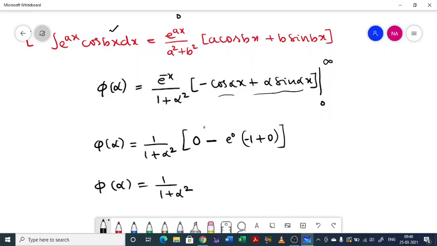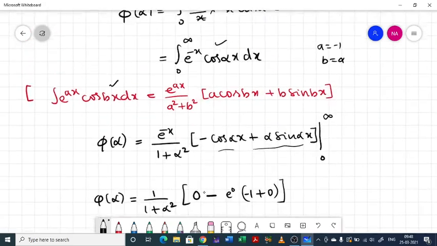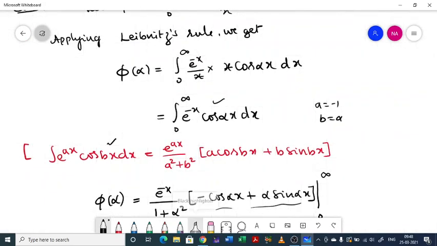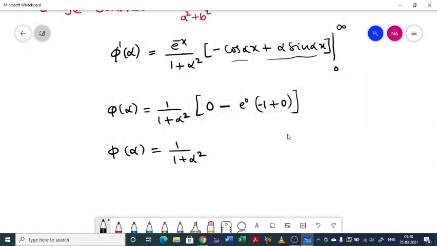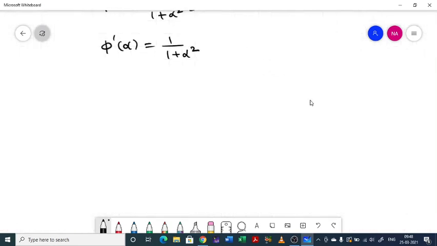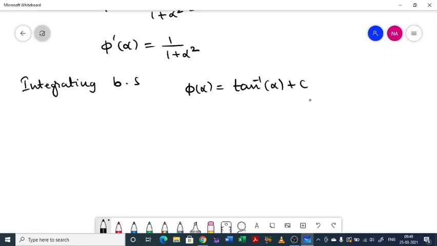Now this is phi dash of alpha, right? Phi dash of alpha, and this is also phi dash of alpha. Applying differentiation under the integral sign, you are going to get phi dash of alpha, not phi of alpha. But I want phi of alpha, so integrating both sides, you are going to get phi of alpha to be, this will be tan inverse of alpha, right? Tan inverse of alpha plus c.